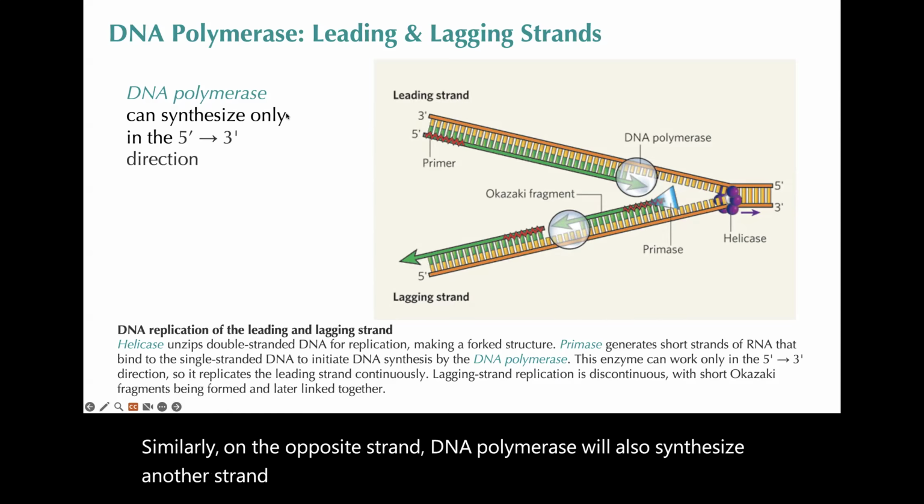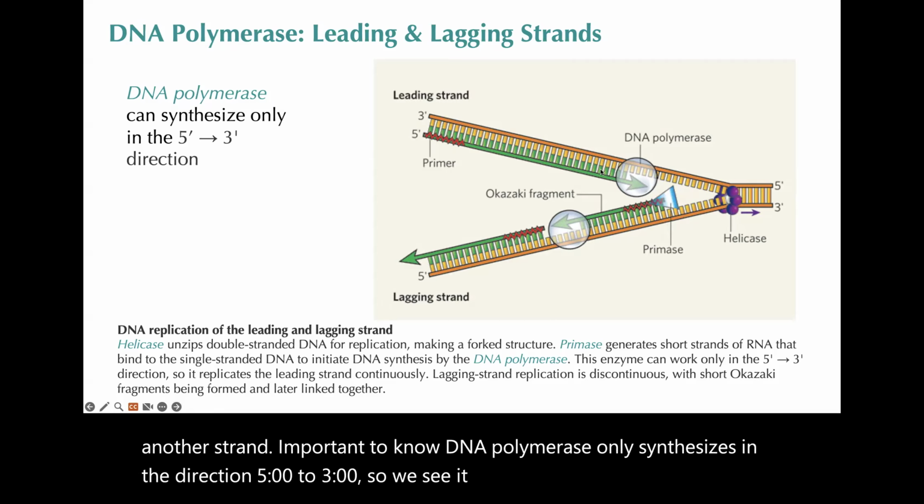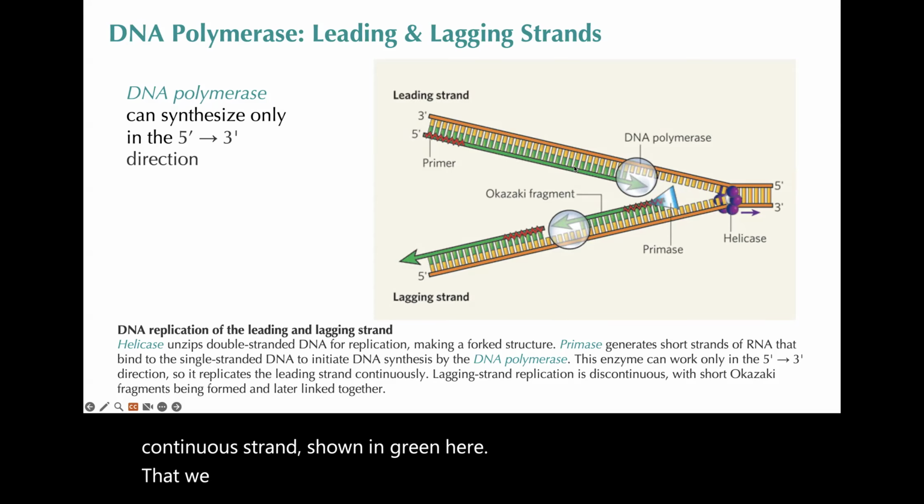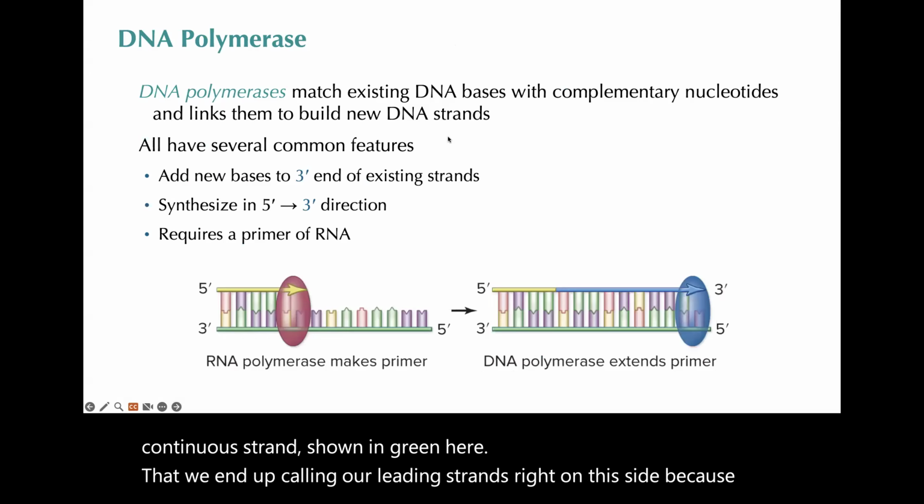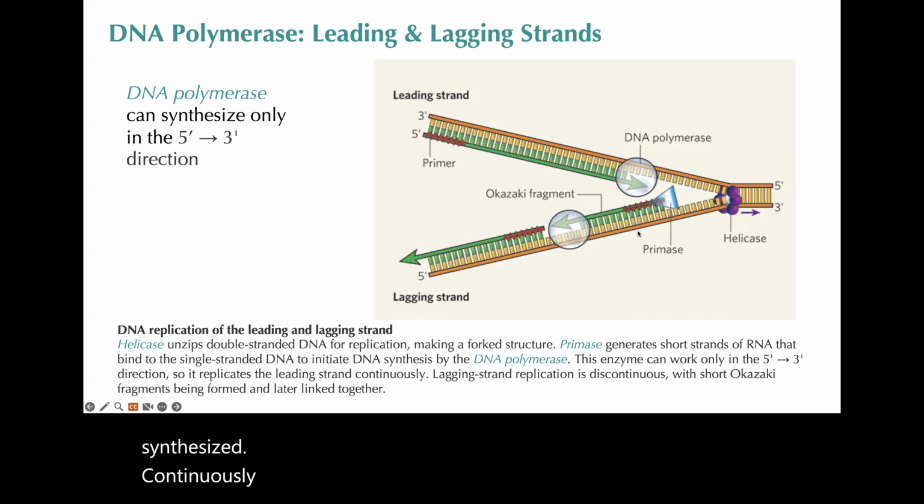Important to know, DNA polymerase only synthesizes in the direction 5 to 3. So we see it synthesizing a whole new continuous strand, shown in green here, that we end up calling our leading strand, right on this side, because it's synthesized continuously, no interruptions.